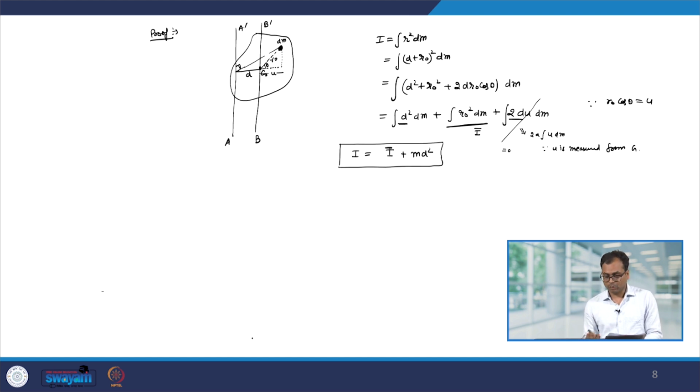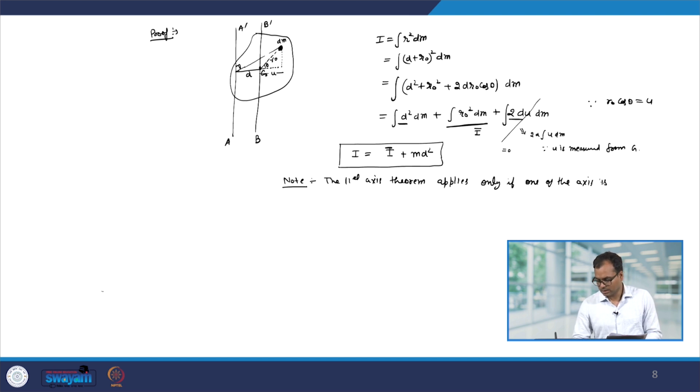Now, here you have to note that the parallel axis theorem applies only if one of the axes is a central axis, okay, because only then this term will be 0, okay, and then we can use I equal to I bar plus m d square, otherwise we cannot use it. Let us understand it by an example.